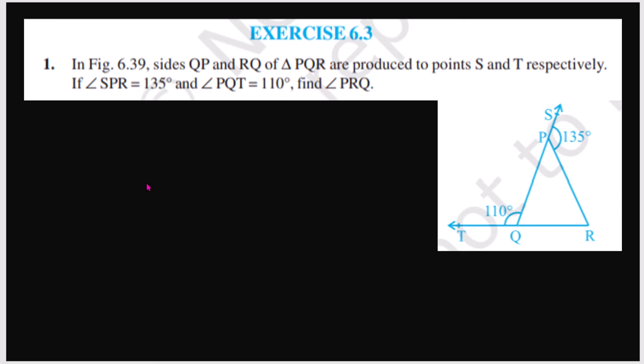It is given that sides QP and RQ of triangle PQR are produced to points S and T respectively. So QP is produced to S and RQ is produced to point T. Here angle SPR is given as 135 degrees, and angle PQT is 110 degrees. You can observe in the figure.